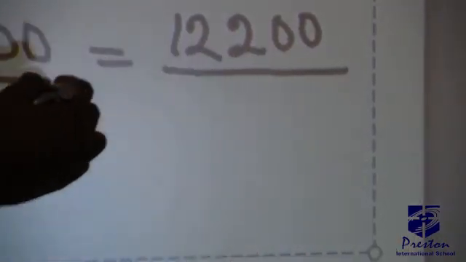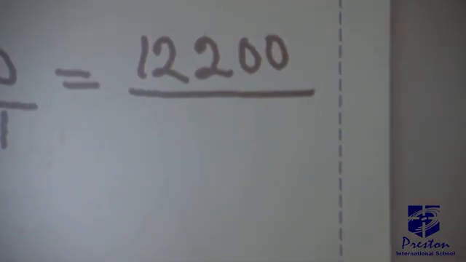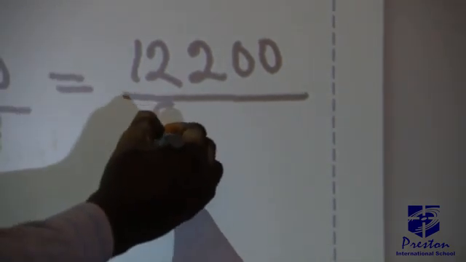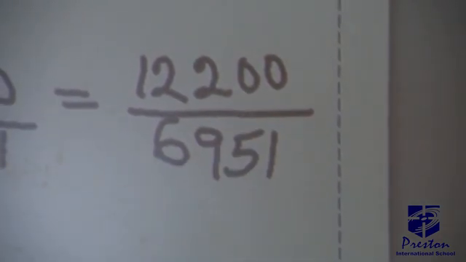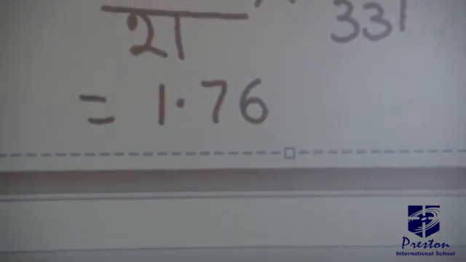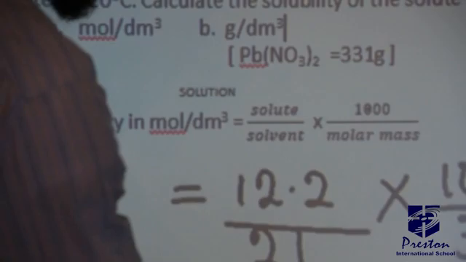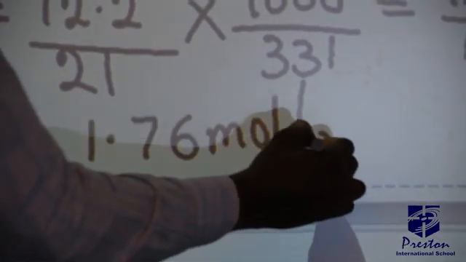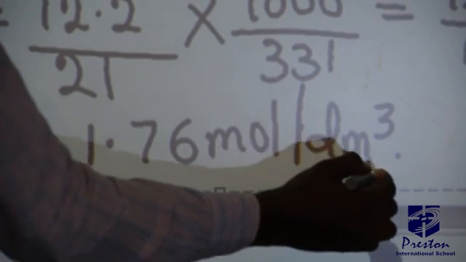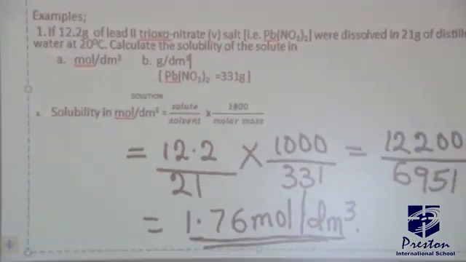This one will give us 12,200 divided by 21 times 331. That will give us 6951. Then this is equal to, so what will be our final answer here now? That is 1.76. Don't forget your unit is very important whenever you're talking about calculations in chemistry. So that is mole per dm cube. So this is our final answer for option A, the solubility of that solute in mole per dm cube.